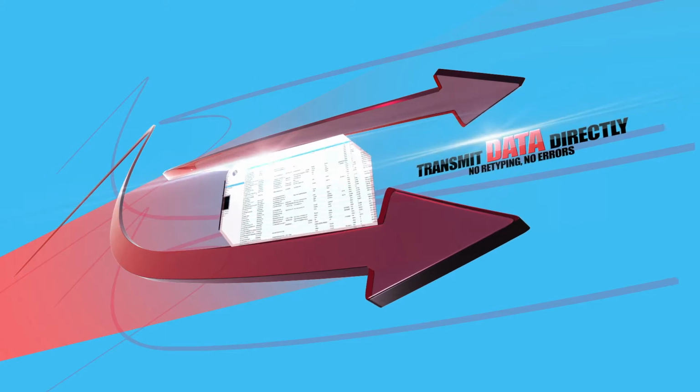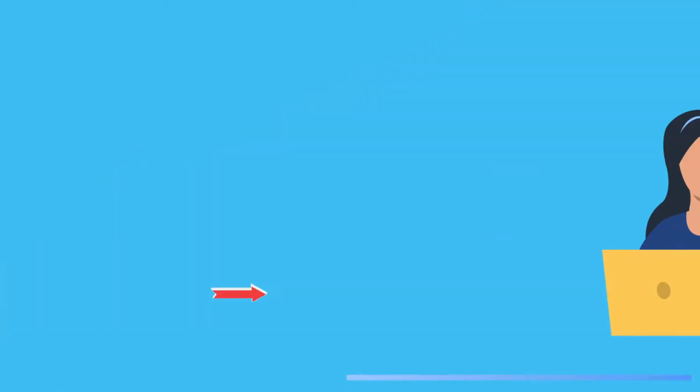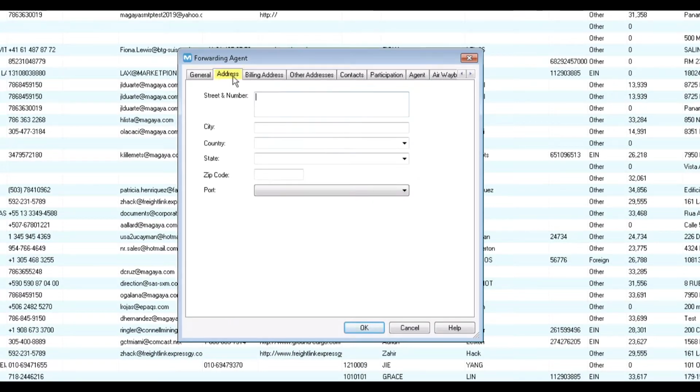So what's the Magaya network, you ask? It lets you transmit data directly from your system to your agent's Magaya system. This is one of the benefits for both you and your agent using Magaya. No retyping, no errors. See our knowledge base for details. Let's add a few more things to the profile.